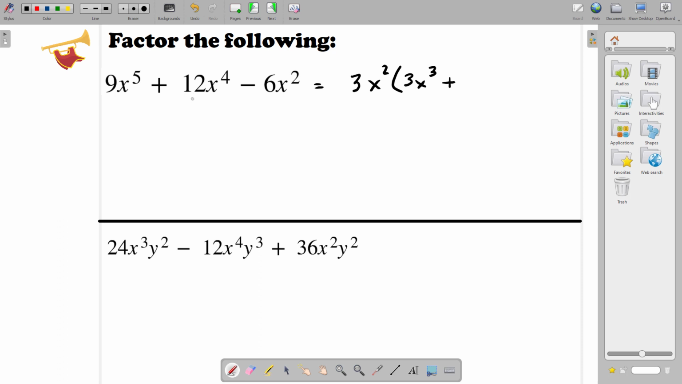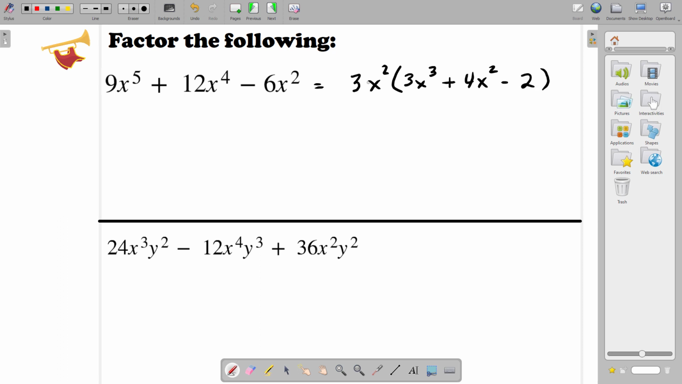Plus, if I divide 3x squared out of 12x to the 4th, I get 4x squared. 3 times 4 is 12. X squared times x squared is x to the 4th. Minus, if I factor out, divide out a 3x squared from here, I get 2.